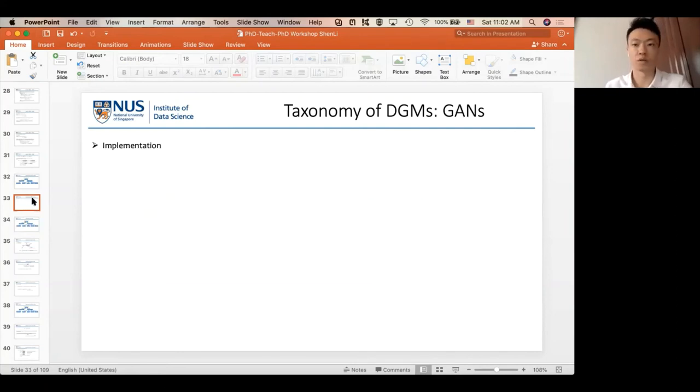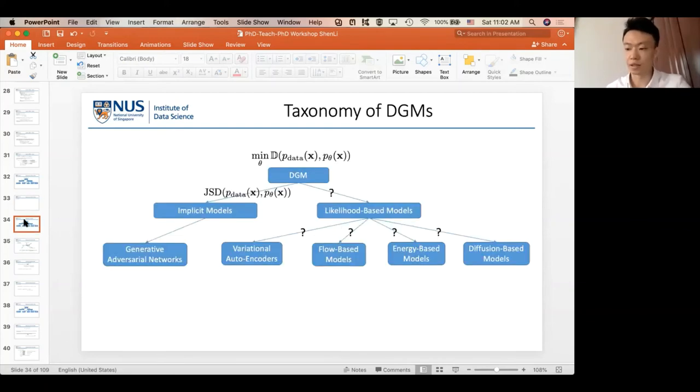So that's GAN theory. The next thing we will look at is another family of deep learning models, which is called likelihood-based models. This is a broad family of generative models, which include a lot of well-known models, such as variational autoencoders, flow-based models, energy-based models, and diffusion-based models. You must have heard of VAE, and the rest of them probably don't sound familiar to you. We'll go over the preliminaries.